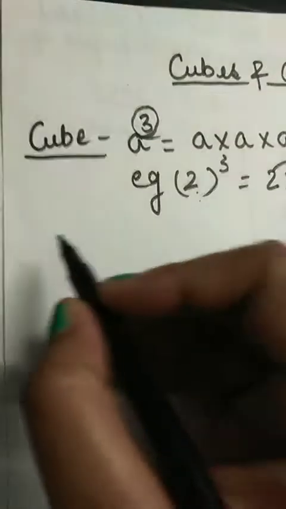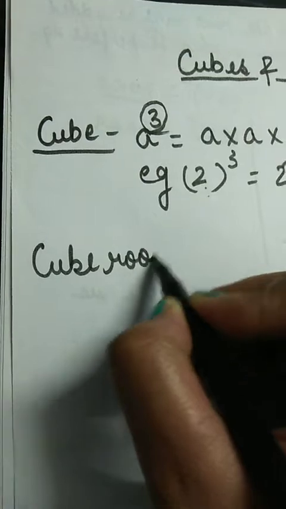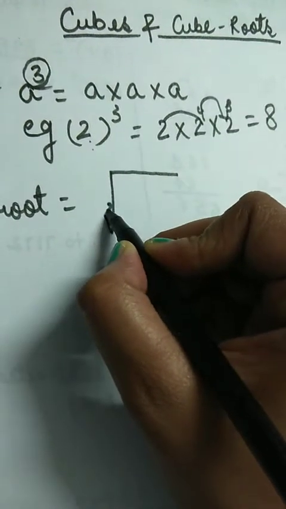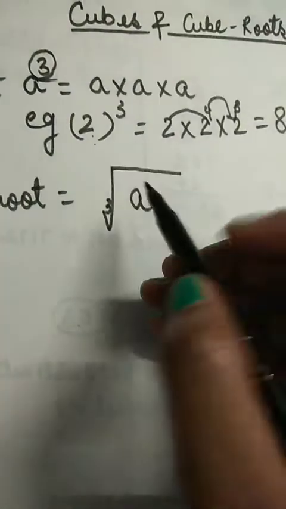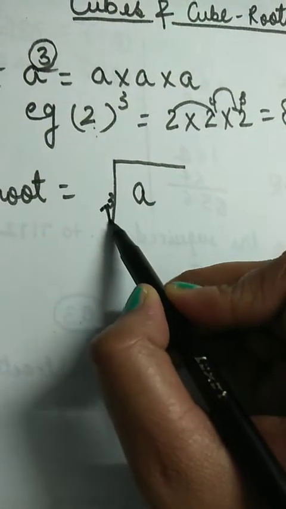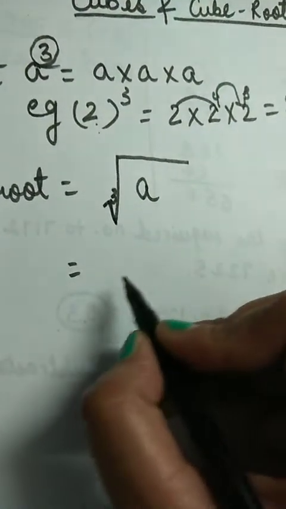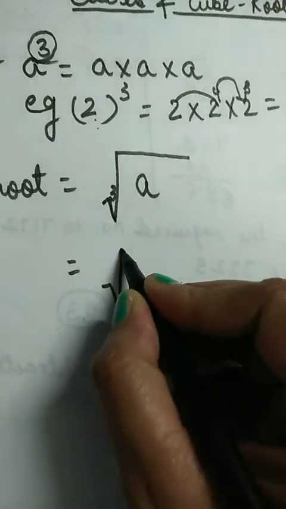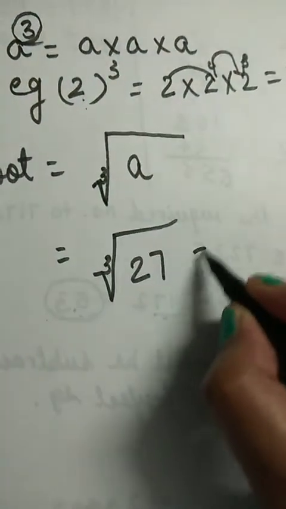Now coming to cube root. Cube root is denoted as a radical sign with 3 inside it, like this. This is the sign of cube root. Suppose we have to find the cube root of 27, so it will be 3.